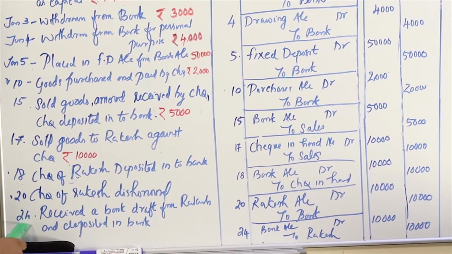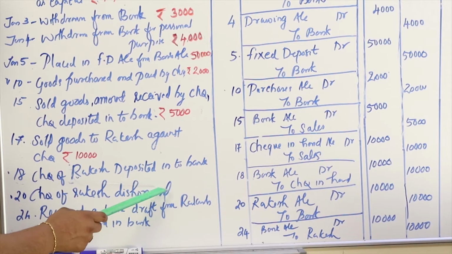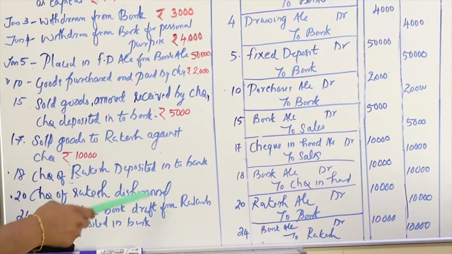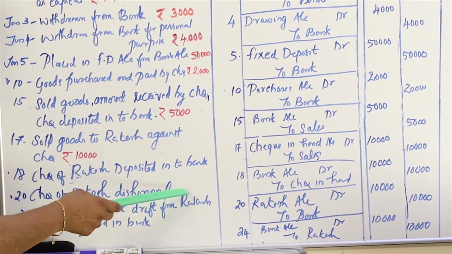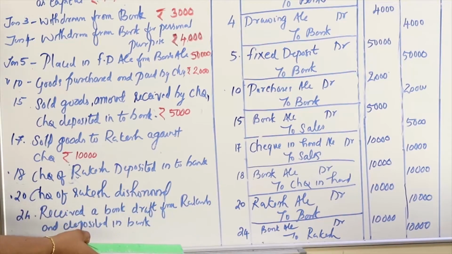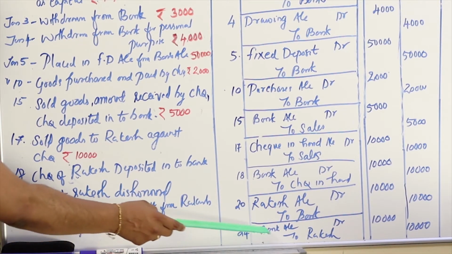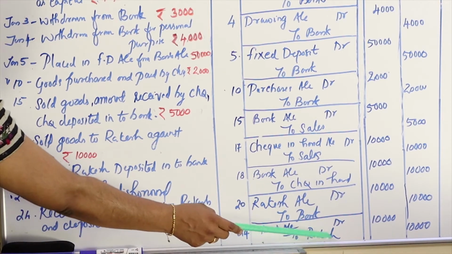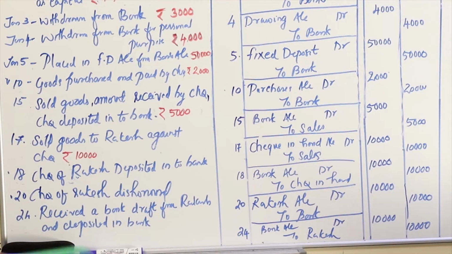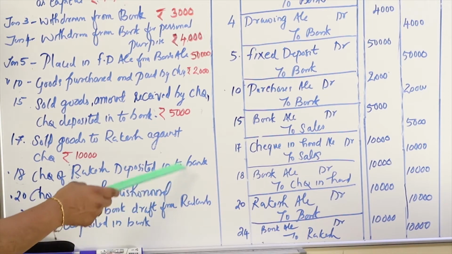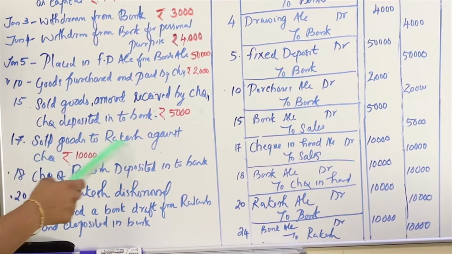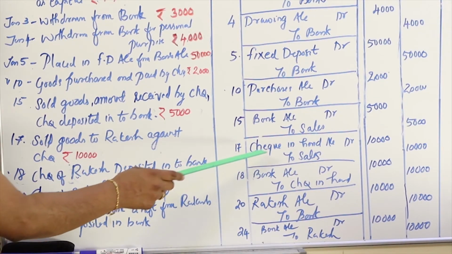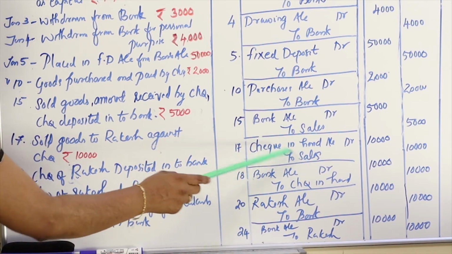Then Jan 24th, received a bank draft from Rakesh and deposited. So Rakesh check got dishonored, so that's why Rakesh replaced it with a bank draft and that we deposited into bank. So again bank is increasing and from Rakesh, so bank account debit to Rakesh. So this is the Rakesh case: sold goods to Rakesh against check 10,000. That day we did not deposit the same check into bank, so we have to debit check in hand instead of bank. So check in hand to sales.